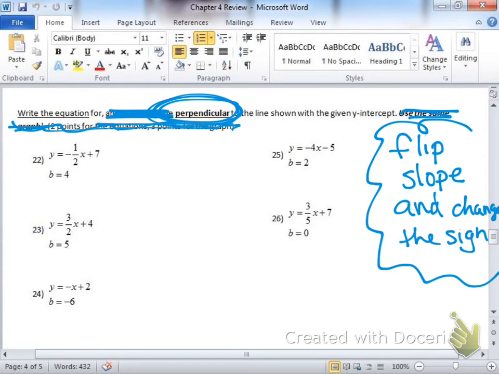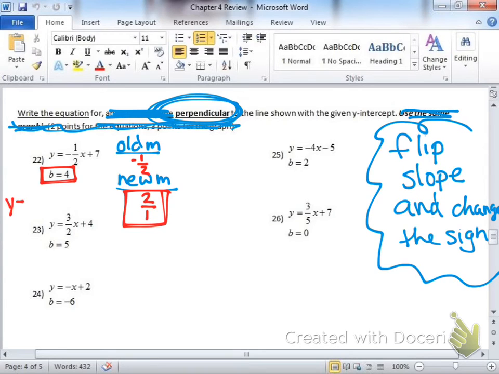This is where we were writing things like old M and new M. Do you guys remember this section? So what's the old M? -1/2. What's the new M? +2/1. You have to flip it. So this is the M that's going to go into my new equation. This is the B that's going to go into my new equation. So y equals 2/1, or you could just change it to the whole number 2 if you wanted. Then the x plus 4.